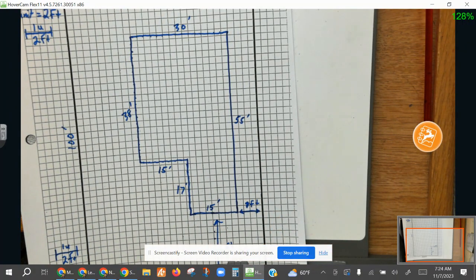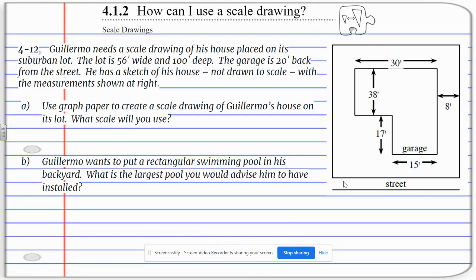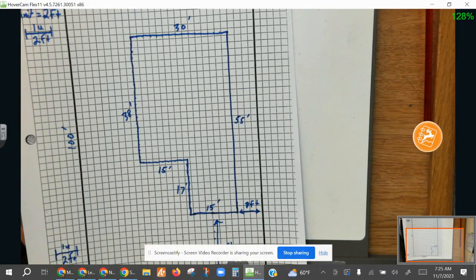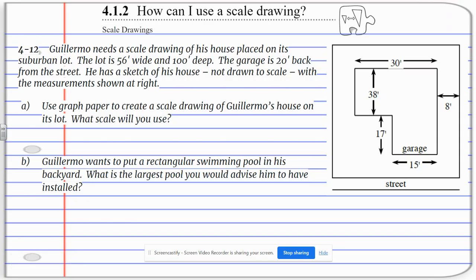So if you see the actual shape of the house compared to Guillermo's drawing, you can see why I said it was a pretty bad drawing, because these are definitely not the same shape. All right. So this is what it should have looked like right here, and this is what it does look like. So the last part of it says Guillermo wants to put a rectangular swimming pool in his backyard. What is the largest pool that you would advise to have him installed? So we're going to look at some regulations to see what would be the largest pool that he can legally build.